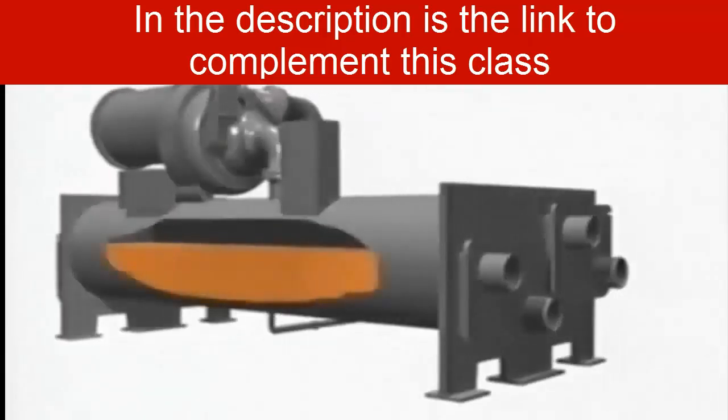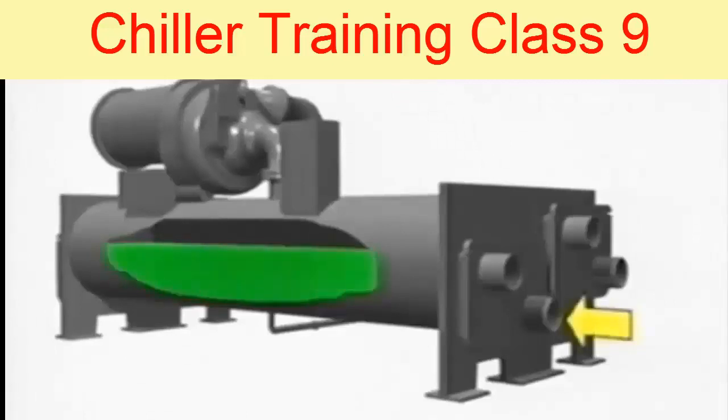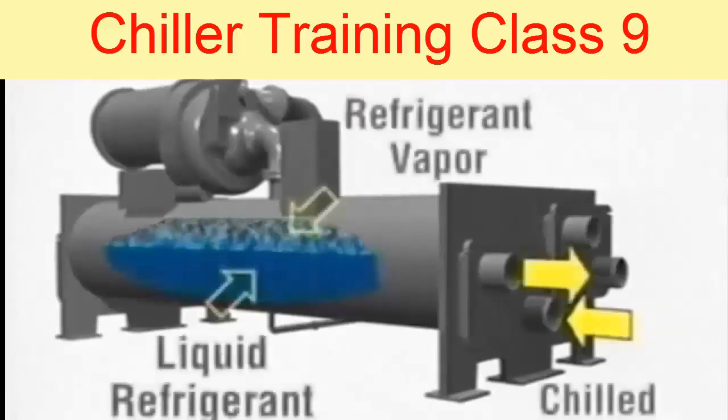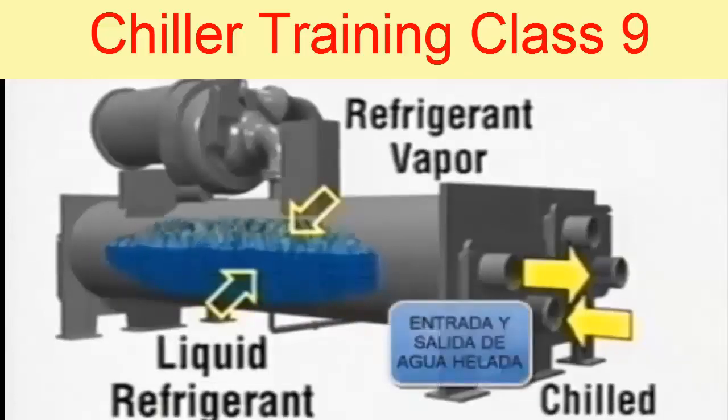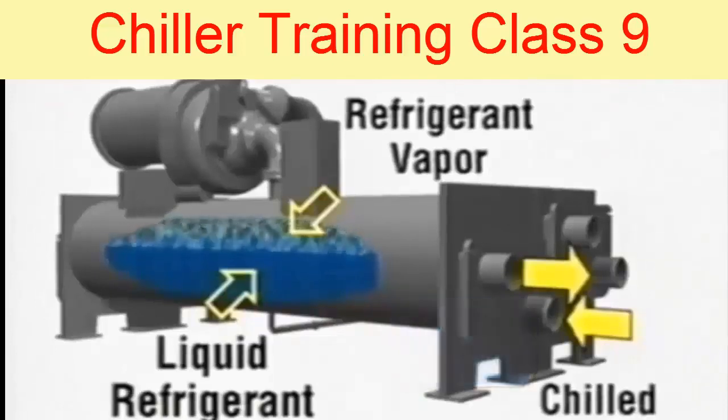Welcome to class number 9 of our chiller course for beginners. In this class we are going to talk about the centrifugal chiller. It is the continuation of class number 8 and we are going to explain the operating principle in more detail. We are going to make some specifications, some terms. We are going to clarify what we talked about in the previous class.